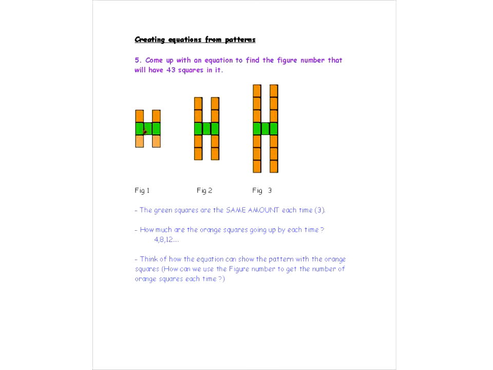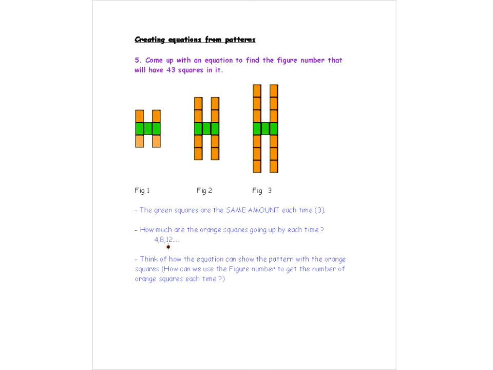Okay, so we can see here that we have both green squares and orange squares. We're going to have to come up with an equation that helps us figure out both. The green squares we can see are the same amount for each figure. They're always 3. But how much are the orange squares going up by each time? Well, if we count them, we can see there's 1, 2, 3, 4, figure 1, 8, figure 2, and 12, figure 3. So 4, 8, and 12.